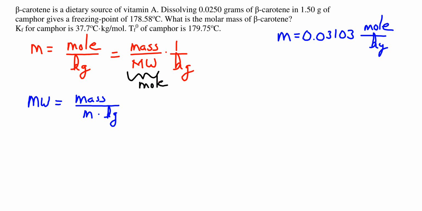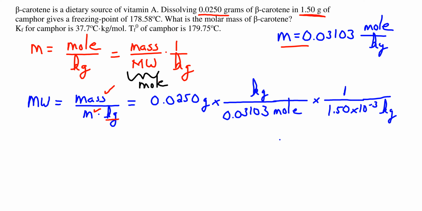Alright, so we can solve for our molecular weight. We know the mass of our solute. It's given to us in the statement of the question. We know the molality. We just calculated that in the prior screen. And we know the kilograms of solvent. It's given to us in the statement of the question also. So we just plug and chug.